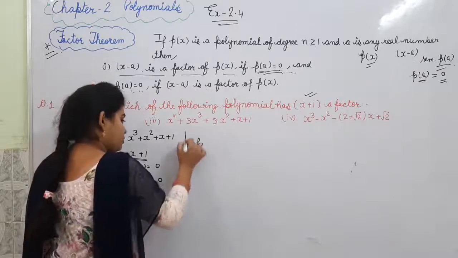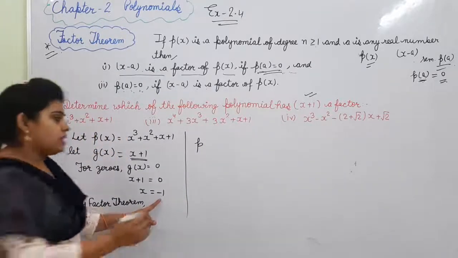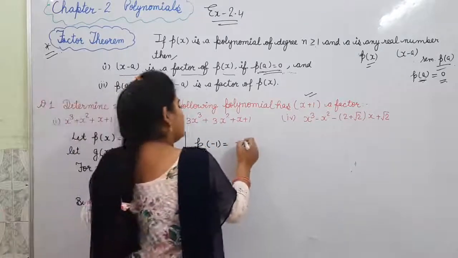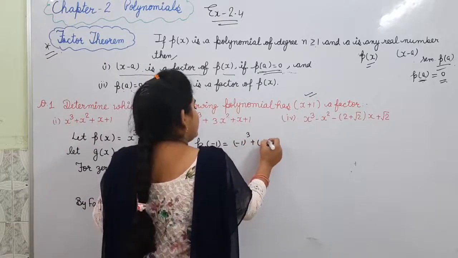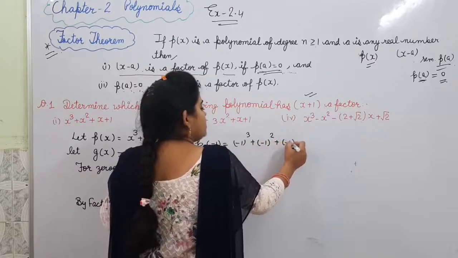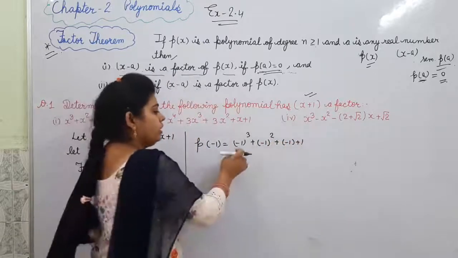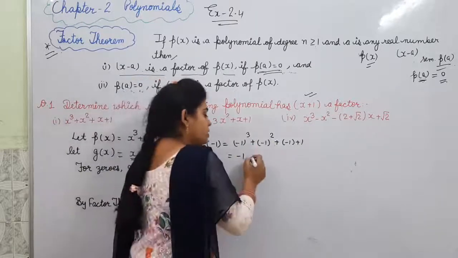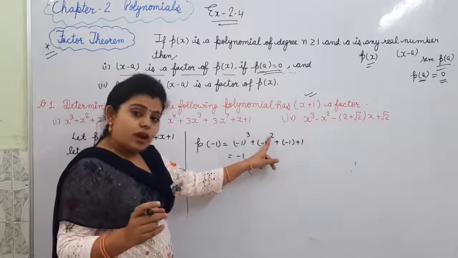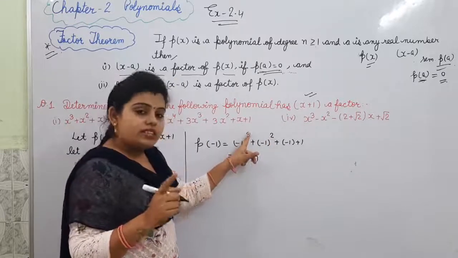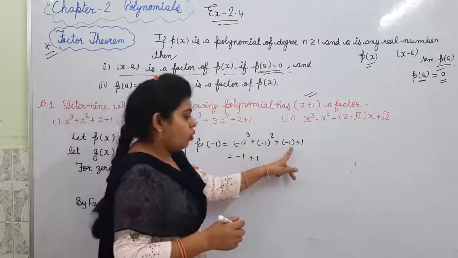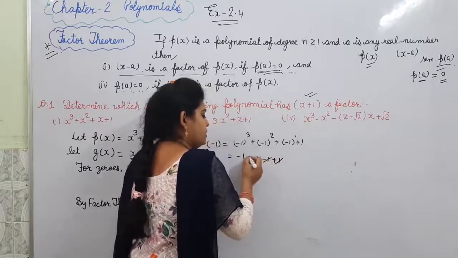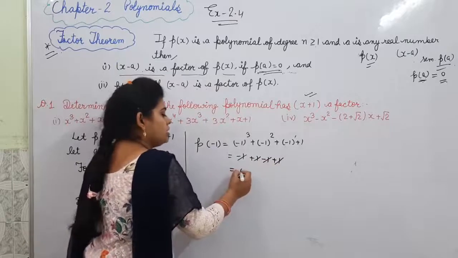P of a means p of minus 1 we will find. And this p of minus 1 will equal to minus 1 cube plus minus 1 square plus minus 1 plus 1. Now solve it. Minus 1 cube we will get minus 1. Minus 1 square we will get plus 1. Because if even power is there we will get plus number, and if odd power is there we will get minus number. Here again odd power is 1, we will get minus 1 plus 1. Plus minus will cancel each other. It is equal to 0.